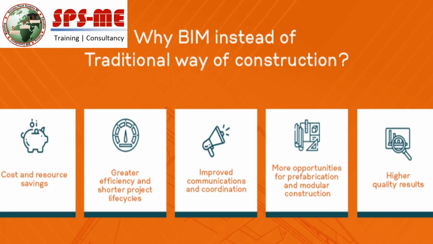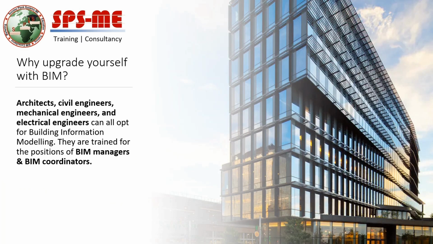Why do we use BIM instead of the traditional way of construction? Cost and resource savings, greater efficiency and shorter project life cycle, improved communication and coordination, more opportunities for prefabrication and modular construction, higher quality results. This is why we use BIM instead of the traditional way of construction.